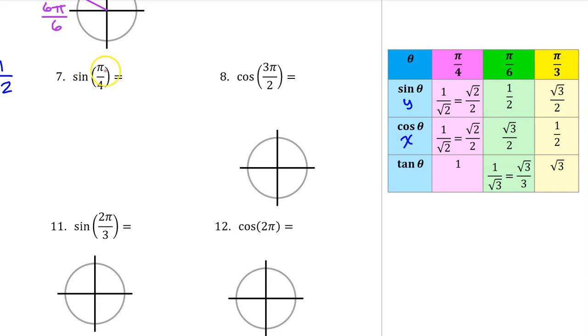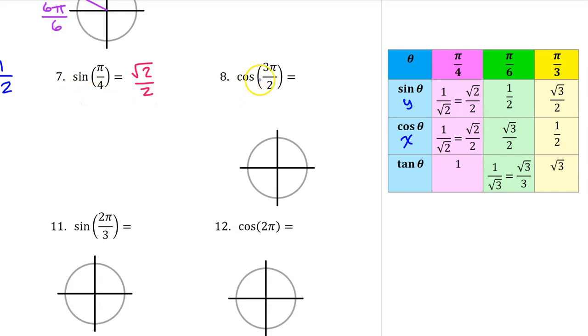Number 7, the sine of pi over 4 is right here on the chart. It is radical 2 over 2, or you could put 1 over radical 2. Make sure you know that both of these are the same. So we have radical 2 over 2, and that's it.